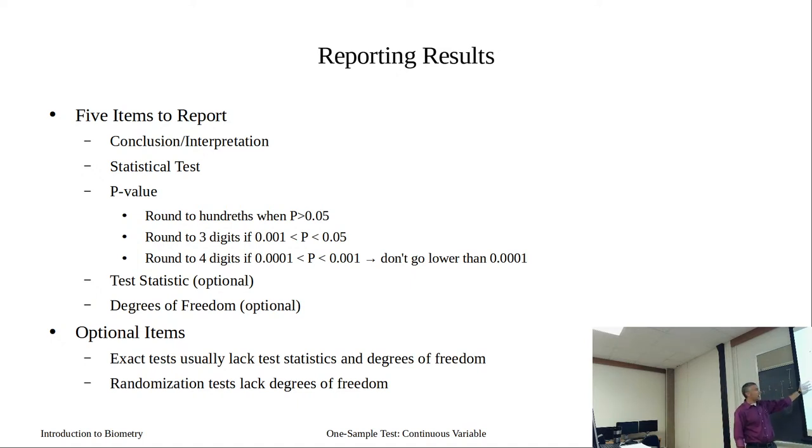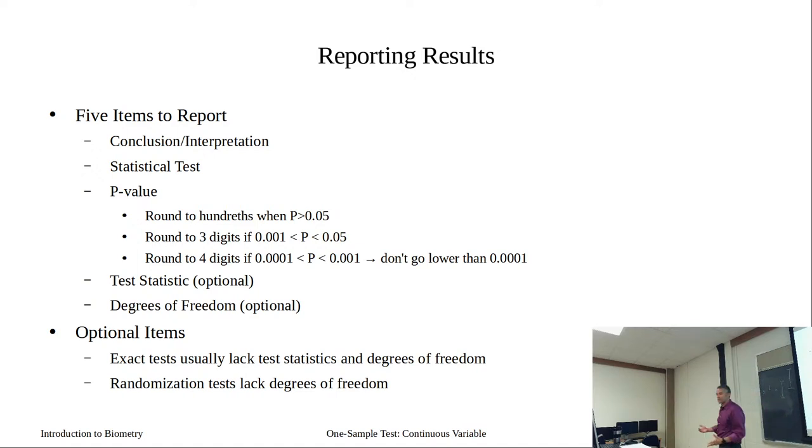So I do mark a couple of these as optional. Some of our tests don't have a test statistic, maybe because we're testing the mean. If it didn't have a test statistic, then it's optional. Some of our tests don't have degrees of freedom, like our randomization tests, because we didn't make any assumption about the underlying data and we developed our own null distribution. So those are listed as optional. Conclusion, statistical test, and p-values are all required. If your test has a test statistic and degrees of freedom, those are also required.